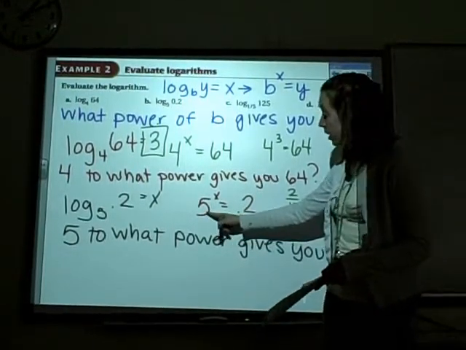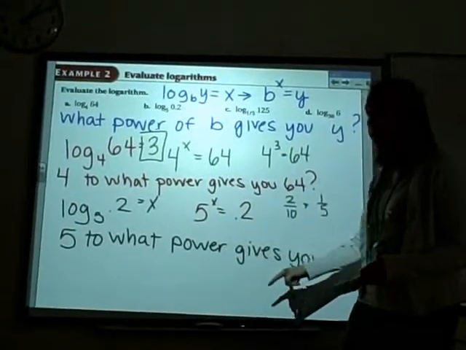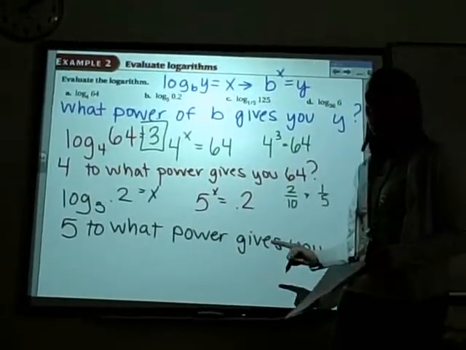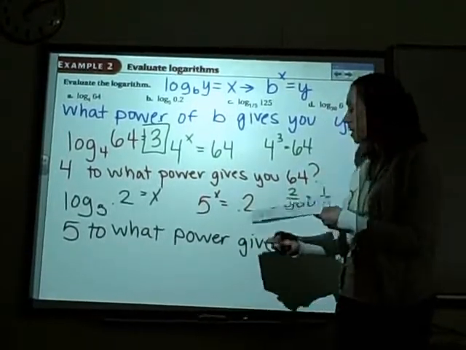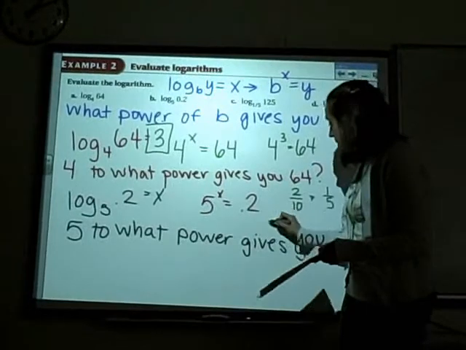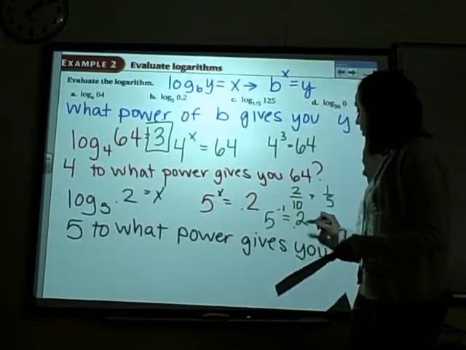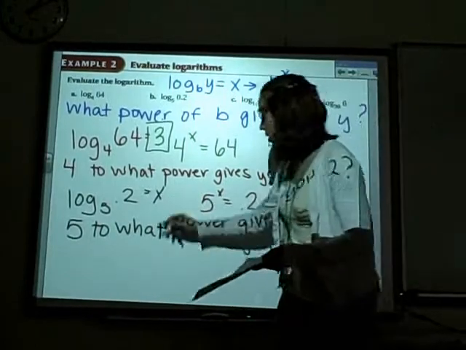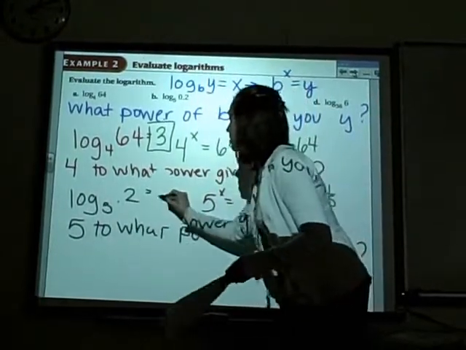So if I'm raising a 5 to a certain power, and I want to figure out what power that has to be to give me 1/5, well, that's got to be a -1, right? Because it's flipping my base. So 5 to the -1 gives me 0.2. So the answer to this logarithm is -1.